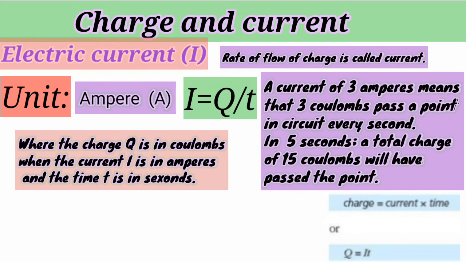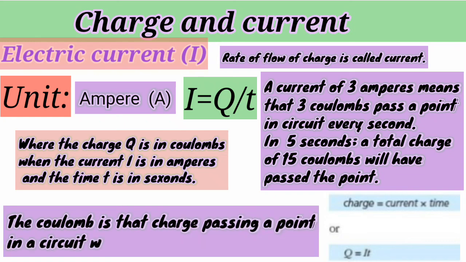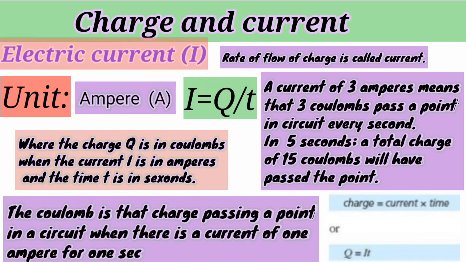Charge is equal to current multiplied by time, which is written as Q equals I T, where the charge Q is in coulombs, the current I is in amperes, and the time T is in seconds. The coulomb is that charge passing a point in a circuit where there is a current of 1 ampere for 1 second.